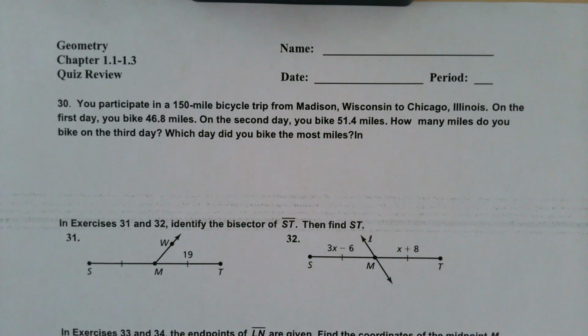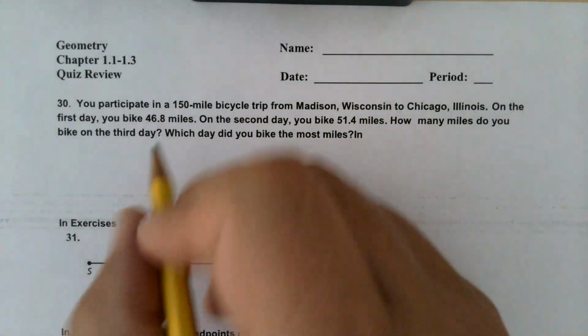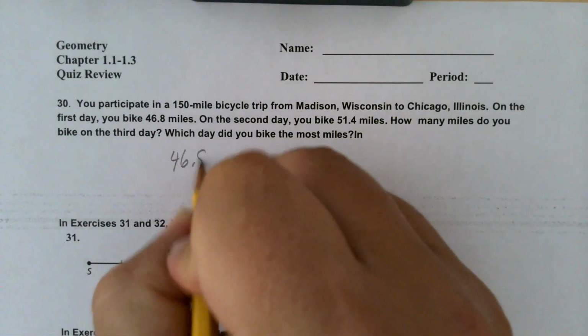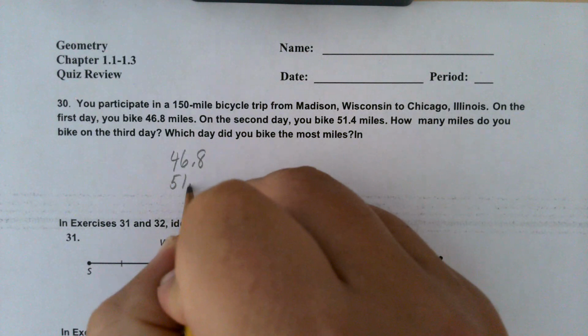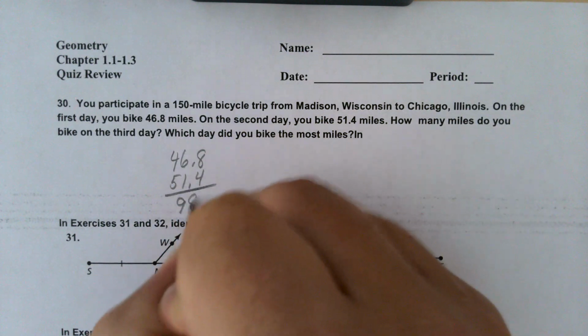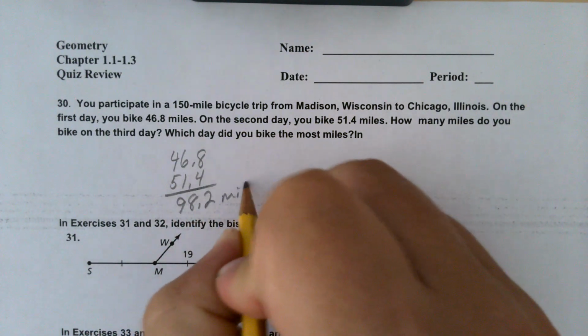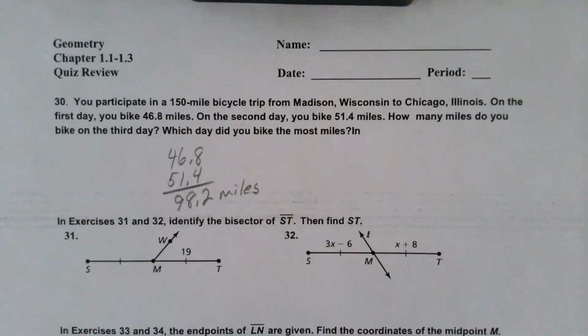On day 2, we did 51.4. So simply add those numbers together. When you add 46.8 and 51.4 together, you get 98.2 miles. And we just want to know what's remaining.